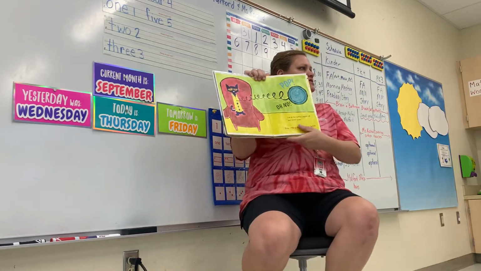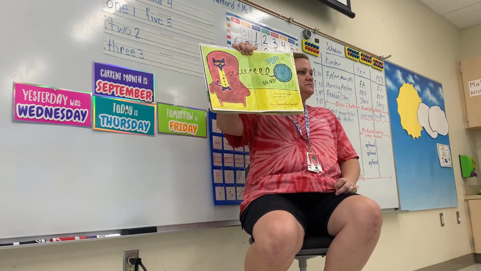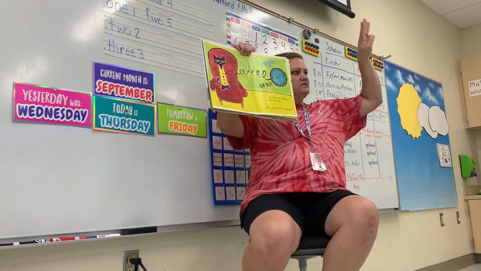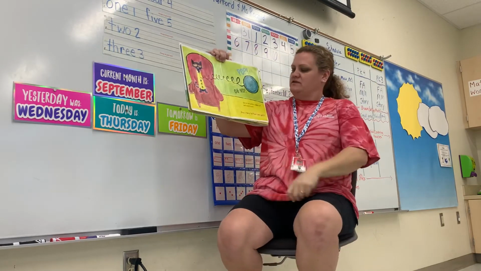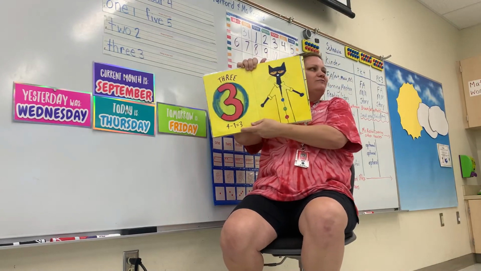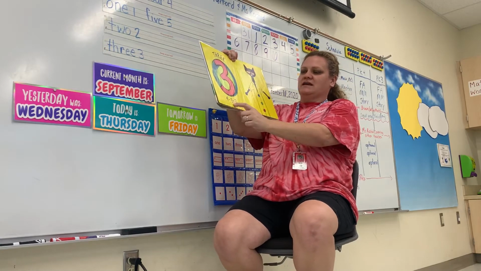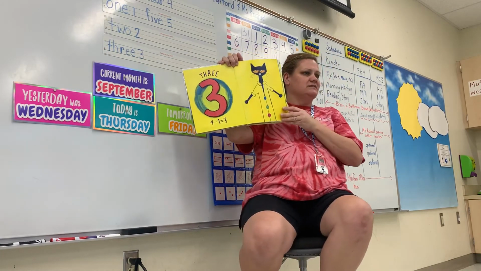How many buttons are left? Who knows? 3. Thank you. You can also hold up your fingers so I can see if you can't unmute yourself and talk. 3 more buttons. Let's see if we're right. We're right. 3. 4 take away 1 is 3. Now look at his shirt. Just 3 buttons on it, right?